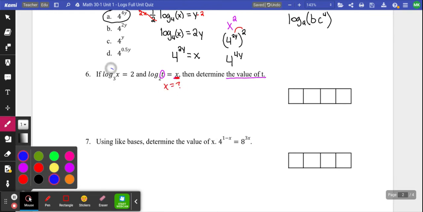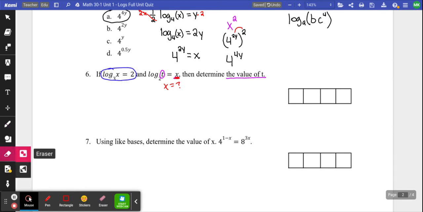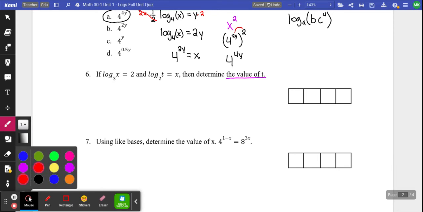This equation will help me find x because it only has one unknown, the letter x. So we've got to do 2 parts here. You've got to solve for x, put that into the second equation, and solve for t. So let's look at that first equation. If I want to solve for x first, I need to change this into exponential form. 3 is the base, 2 is the exponent, equals x. 3 squared is 9. 9 equals x.